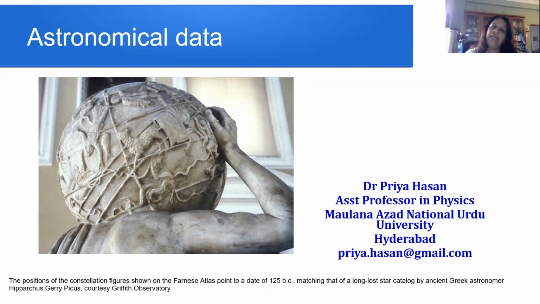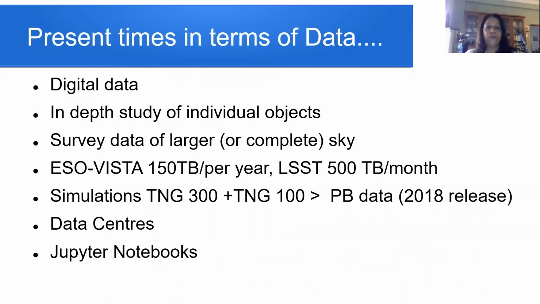If you observe the sky and catalog or record your data in some form, which can be organized and used, what are the present terms and types of data that we have today? Most of the data that we have today is digital data. Even data which was obtained earlier as photographic plates has been digitized. We'll talk about it in a bit. And often the data could be either in-depth study of individual objects, what we call targeted observations, or they could be survey data of a larger or probably even complete sky.